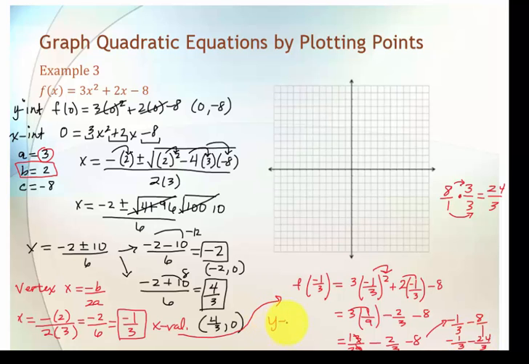So I'm going to write my y value is minus 25 thirds. When I put the ordered pair together, I'm going to have minus 1/3 for the x value and minus 25 thirds for the y value. Now we're ready to plot all of the ordered pairs that we generated. We should label our axes as x and f of x.